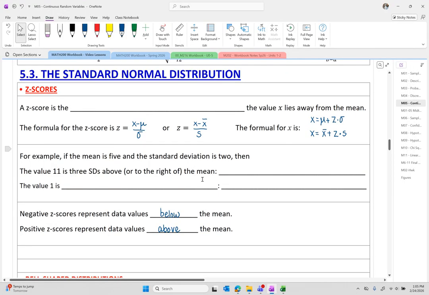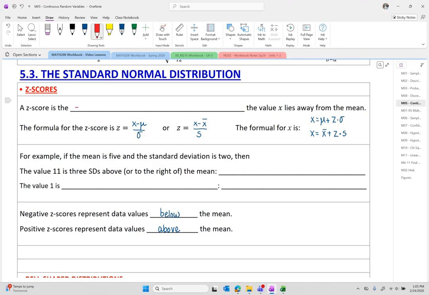We want to remind ourselves what we have learned about the z-score. The z-score is the number of standard deviations the value x lies away from the mean. The formula was x minus the mean divided by the standard deviation. We have two different situations. One is when we have a population, then the mean is mu and the standard deviation is sigma. When we have a sample, the mean is x bar and the standard deviation is s.